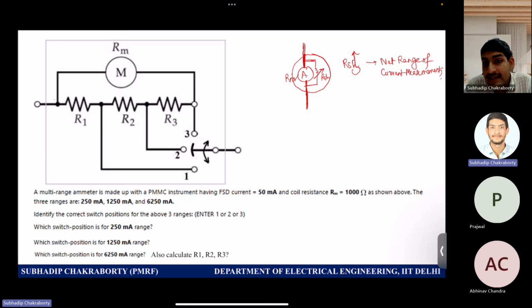Correct. But the ammeter has some current carrying capability. So overall current carrying capability will be derated, right? Will be reduced. You cannot push more current to the meter because it will blow the meter, right? So effectively, yes, you are, sir.